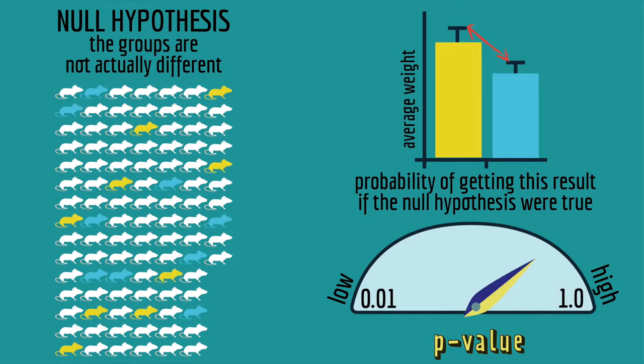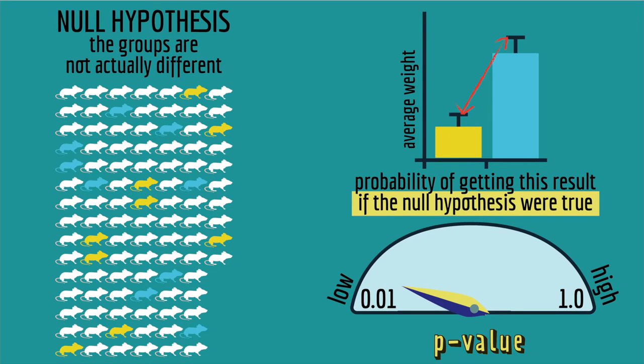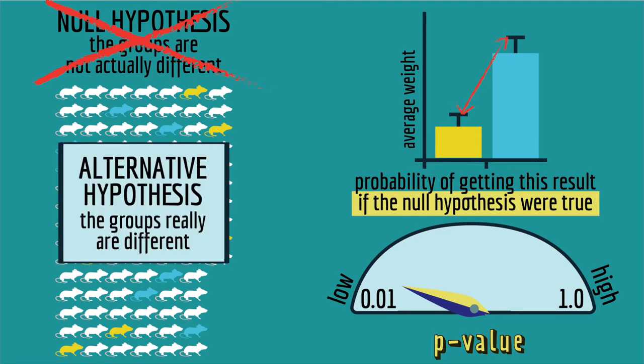Now, if you measured two new groups, the averages would be different, and you'd have a different p-value. Now, let's say you measure two groups and the p-value is small. That means getting that result is pretty unlikely, if the null hypothesis were true. So that's when you say, maybe in this case, the null hypothesis is not true. So these data are better described by the alternative hypothesis, that the groups really are different.